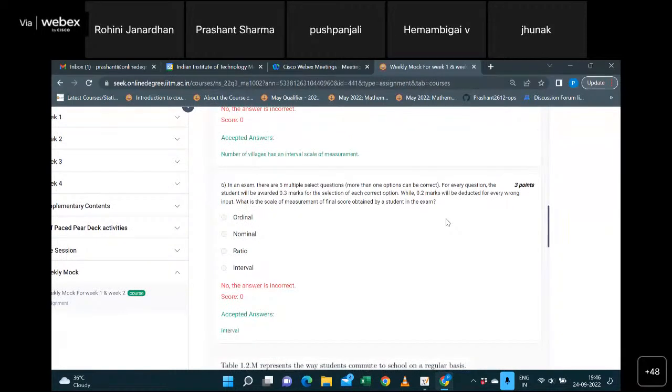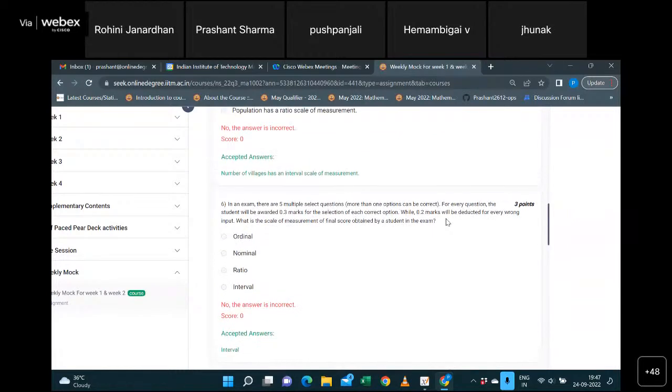Junaid, can you tell me what is the key difference between interval scale and ratio scale? Interval scale cannot have an absolute zero and ratio can have it. Interval cannot have an absolute zero, which means it can take values below zero. In this exam, 0.2 marks will be deducted for a wrong input, so the final score can be negative. That means interval scale only. But it is also possible that the score is zero.